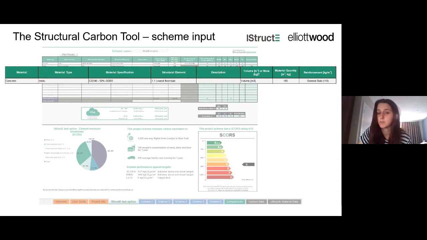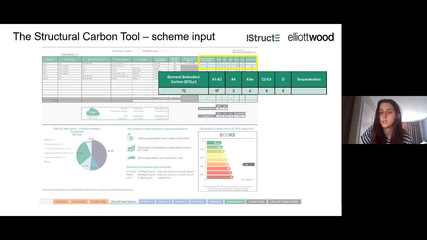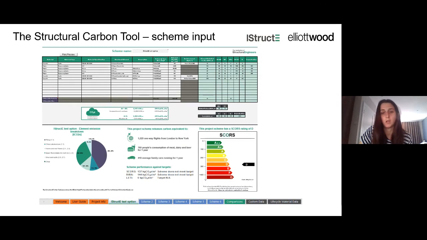For concrete, you can specify reinforcement based on inbuilt standardized values, or you can enter it as a separate row if you've got more detailed information. Once you've entered these quantities, the spreadsheet automatically calculates the embodied carbon for each row. It separates the carbon by the life cycle stages that we've just discussed. Then onto the results below.